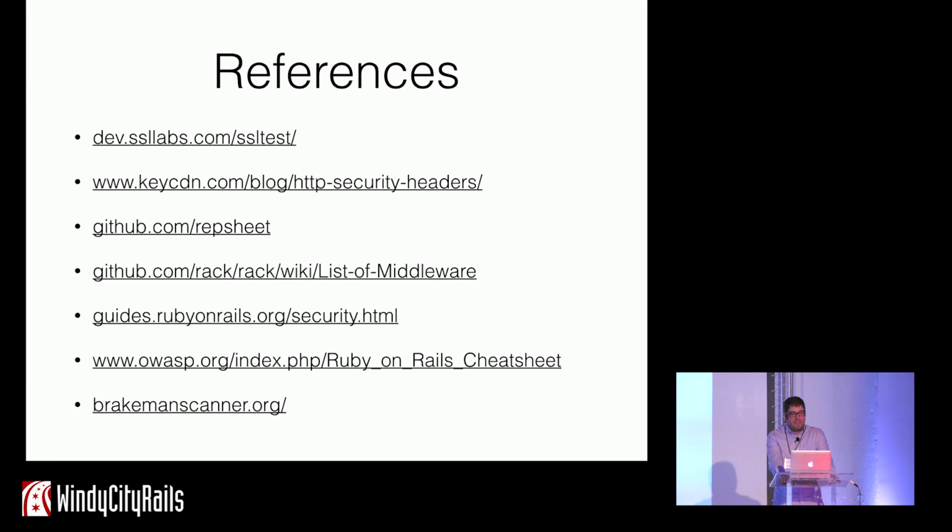But I have some references. Like I said, I will make those available online sometime later today. And these are basic links, things like SSL Labs, how you run the test on your site, security headers that are important, the Repsheet project, the full list of the rack middleware that I listed. I picked out some, but there's the full list here. The Ruby on Rails security guide, the official one, the OWASP Ruby on Rails cheat sheet, which is a bunch more information, and then the Brakeman website as well. And there's other links in there that are kind of buried in the talk. You can Google them pretty quickly. But these are the really important ones to take away.